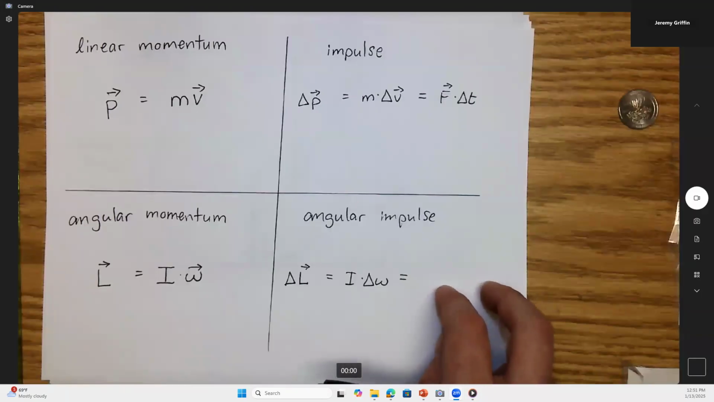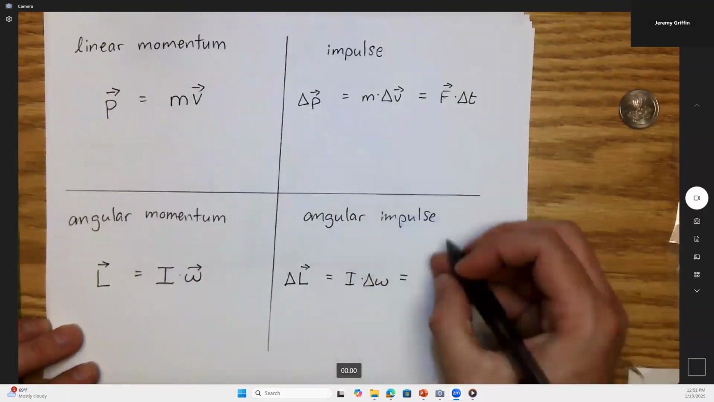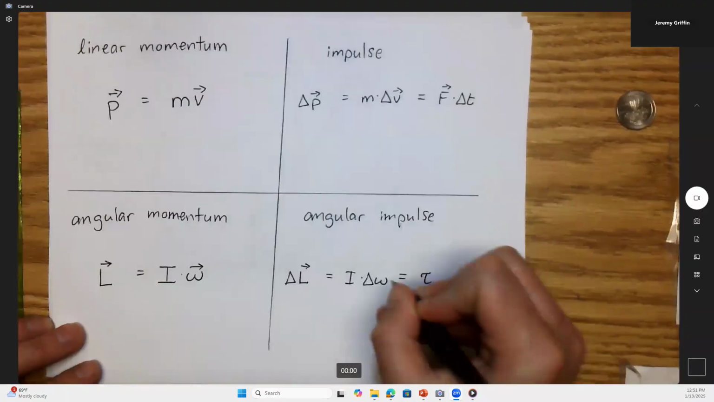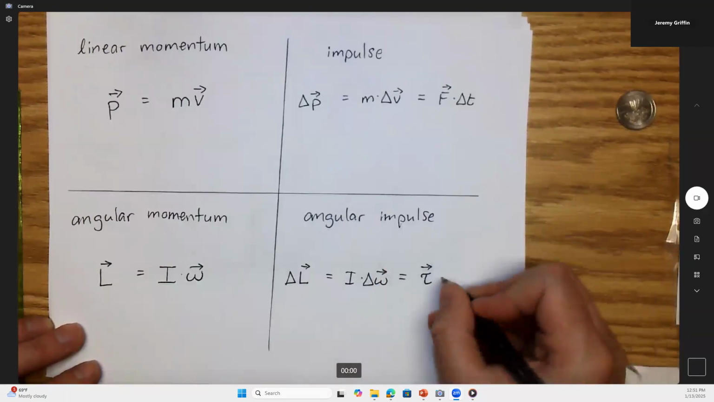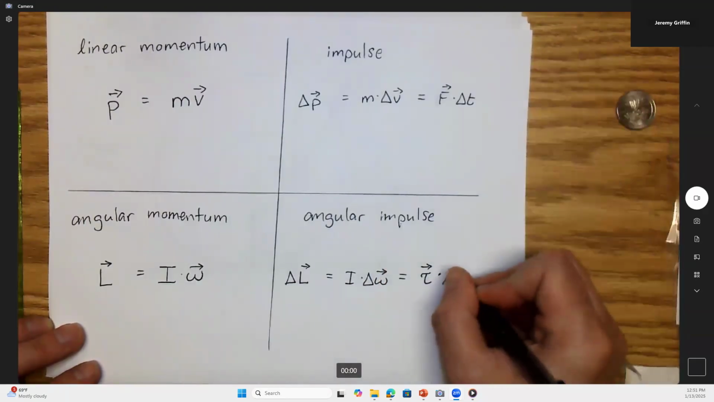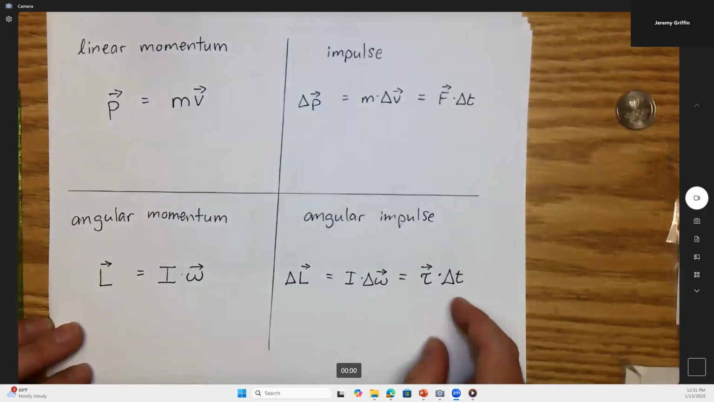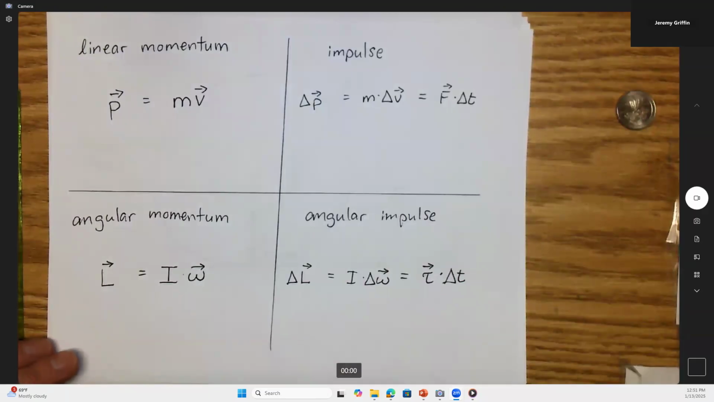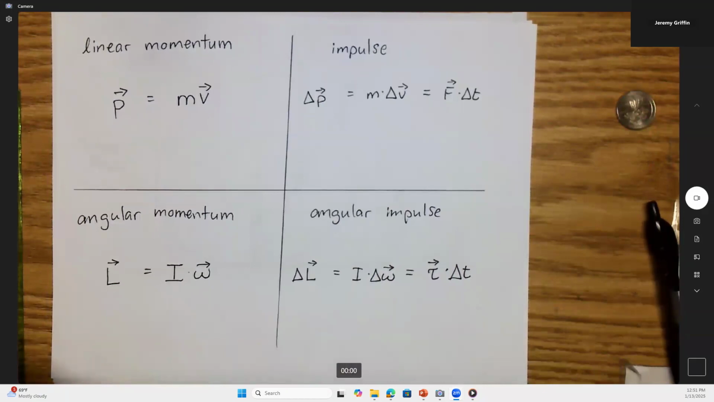Torque times time. What a force represents in a linear sense, a torque represents in an angular sense. Let me put little arrow vectors above my vector quantities. And for some time interval, torque times time. So if you apply a torque for some time, you're giving something a change in angular momentum. You guys see it? All right.